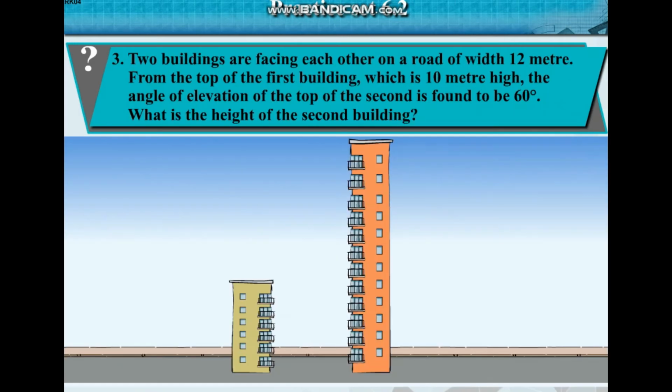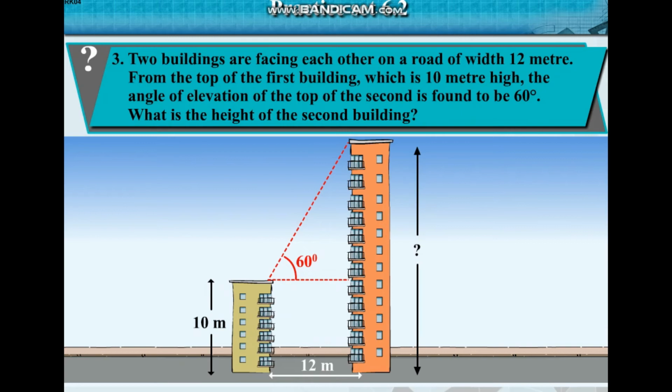Two buildings are facing each other on a road of width 12 meters. From the top of the first building, which is 10 meters high, the angle of elevation of the top of the second is found to be 60 degrees. What is the height of the second building?